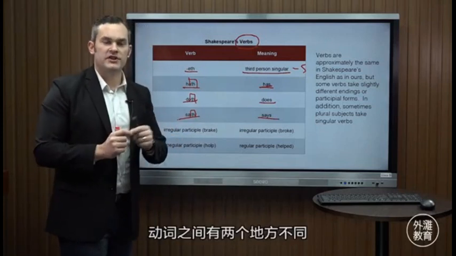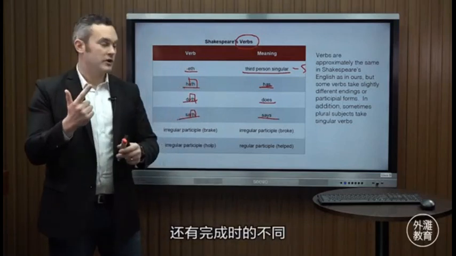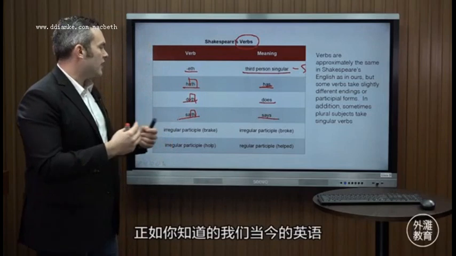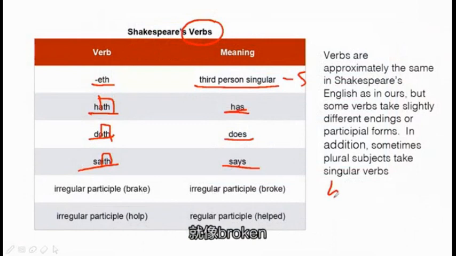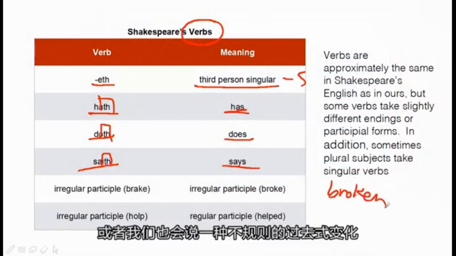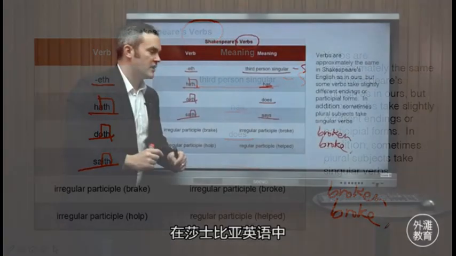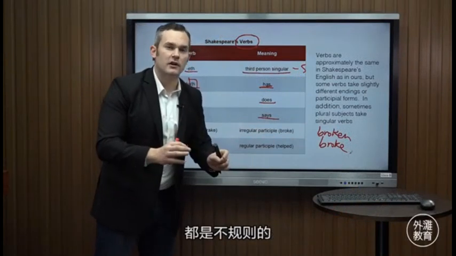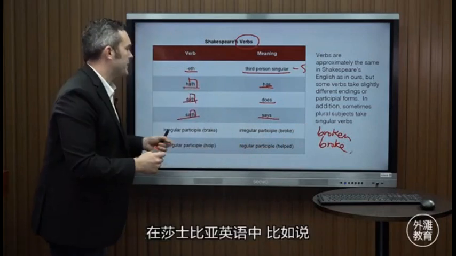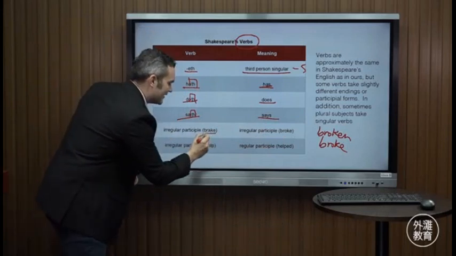Two other differences between Shakespeare's verbs and our own have to do with the simple past form and the participial form. So, in our English today, sometimes we'll see an irregular participle like broken, right? Or we'll see an irregular simple past form like broke. In Shakespeare's English, this irregular participle or irregular simple past is still irregular, but it's a little bit of a different form. So in Shakespeare, for example, you wouldn't say broken or broke. You would say break. Right?